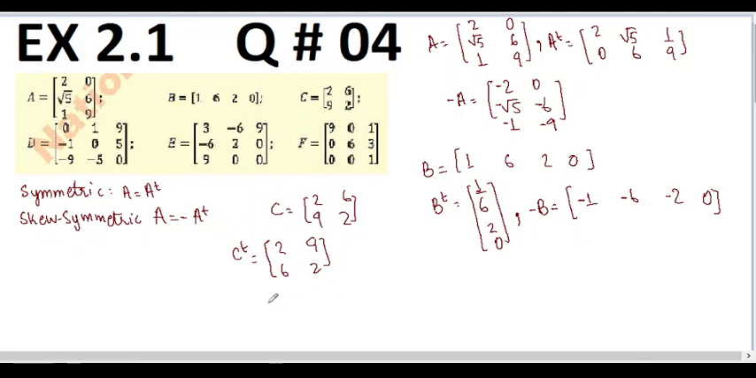And for skew symmetric we are going to find negative of C, which is equal to, all these signs are changed, so minus 2, minus 9, minus 6 and minus 2. They both are not equal, so this is not even skew symmetric.